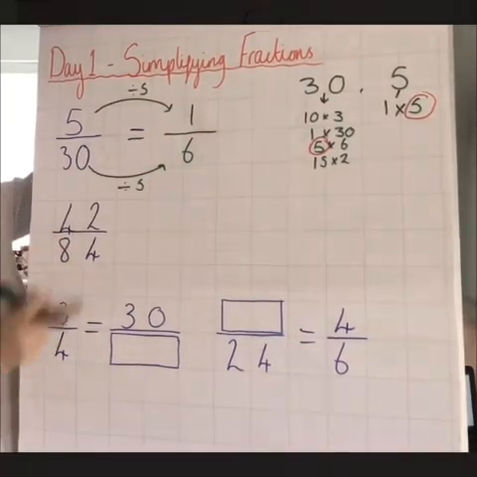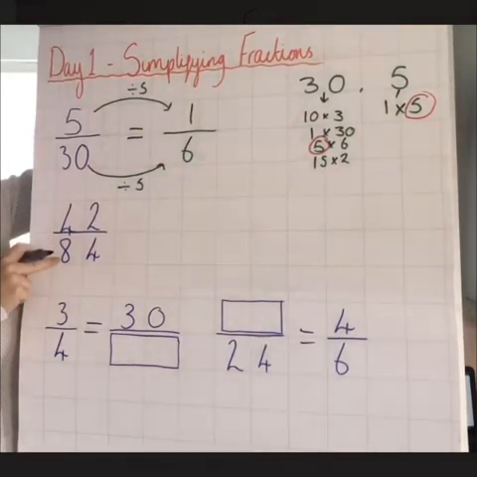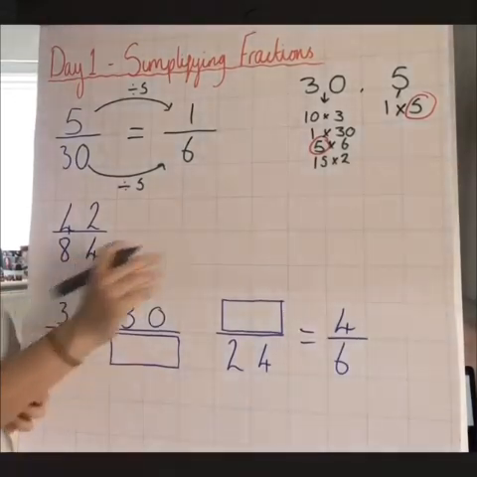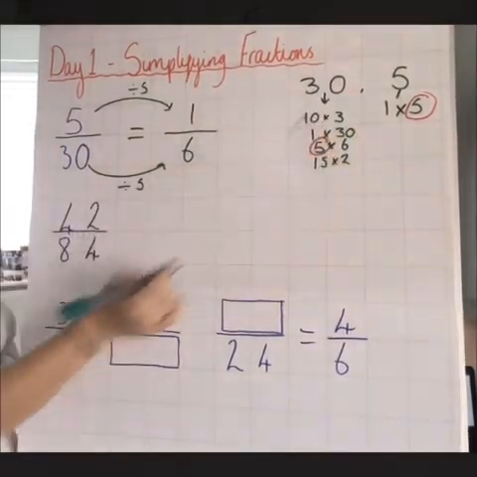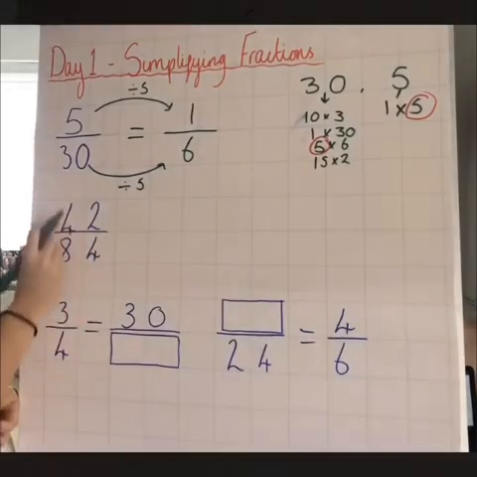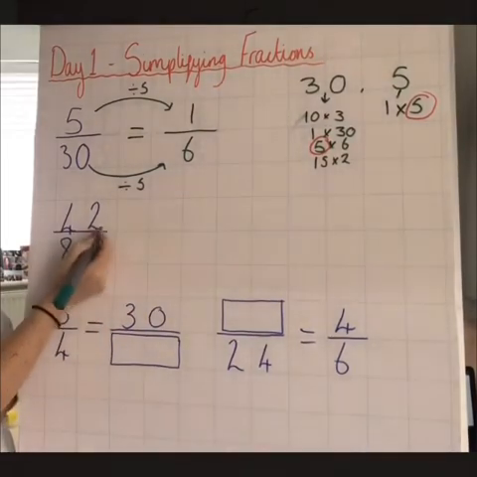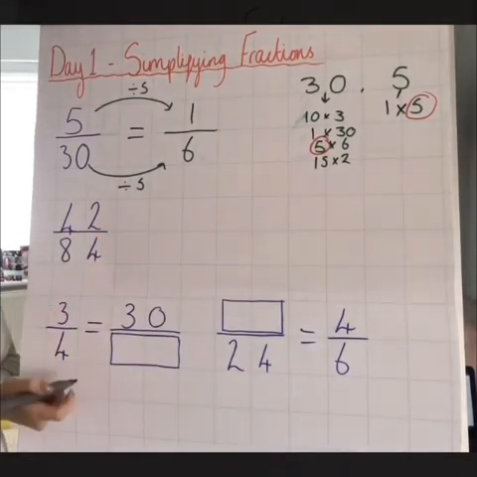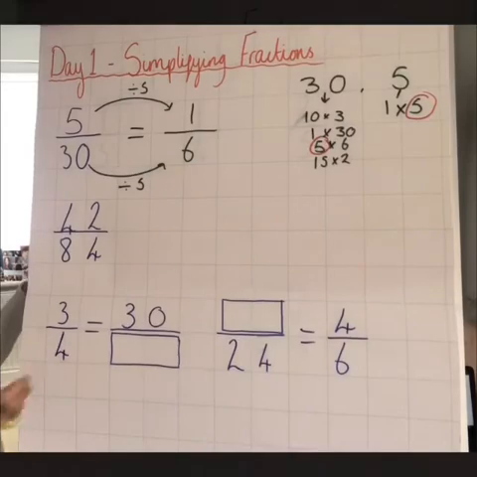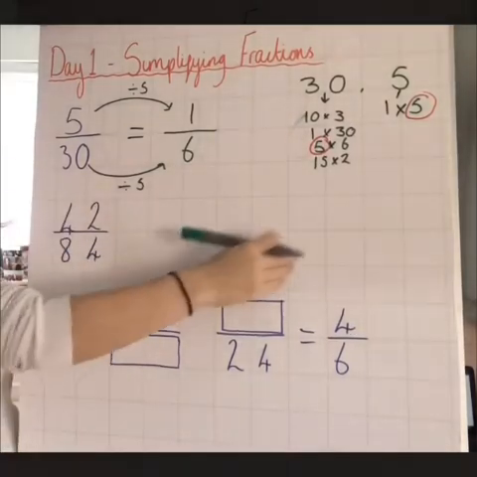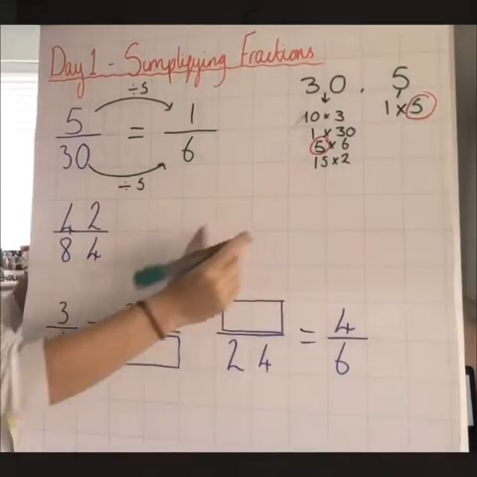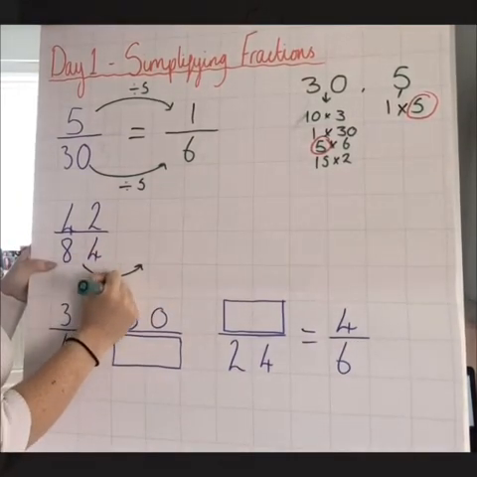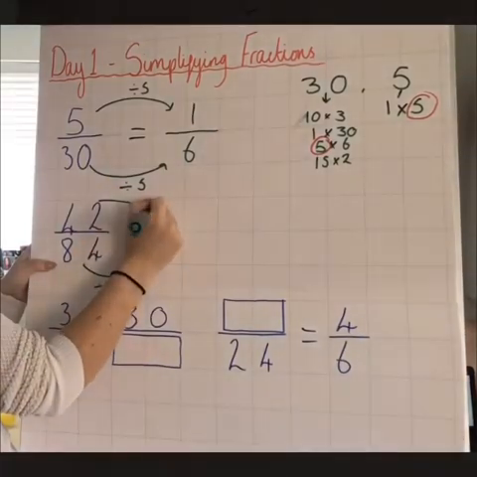Let's have a look at the next one. So 42 and 84. For this one, I know lots of you, rather than listing your factors, might just start calculating straight away, and very often you spot that they're both even numbers, so you divide by 2. That's fine, as long as you keep going until you get your answer in its simplest form. So I'll do that method first. It's not the most efficient method.